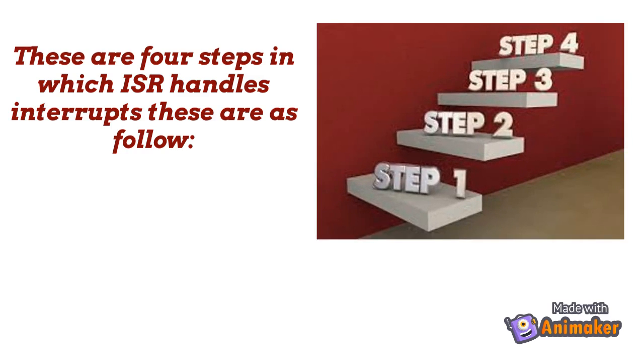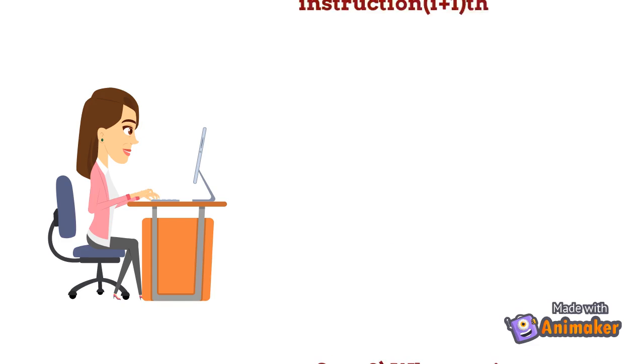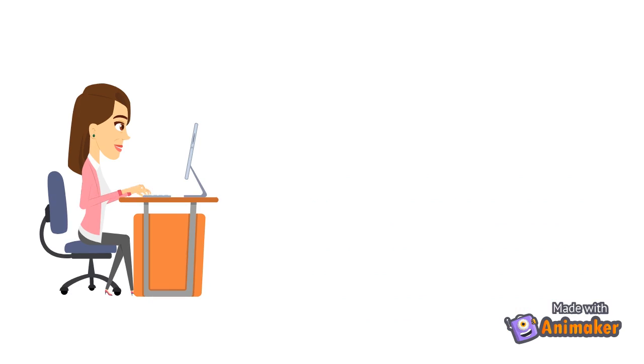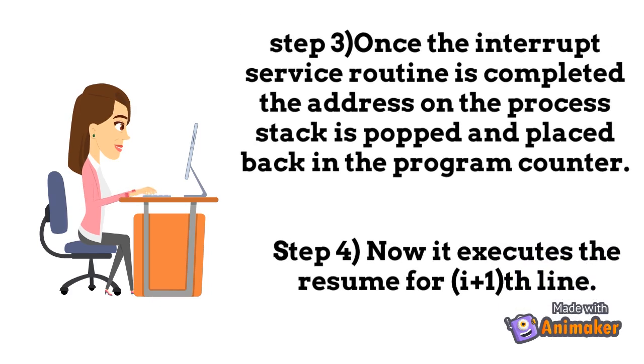These are 4 steps in which the ISR handles interrupts. They are as following. Let's know together. Step 1. When an interrupt occurs, let's assume the processor is executing an instruction I and the program counter will point to the next instruction I+1. Step 2. When an interrupt occurs, the program counter value is stored on the process stack and the program counter is loaded with the address of the interrupt service routine. Step 3. Once the interrupt service routine is completed, the address on the process stack is popped and placed back in the program counter. Step 4. Now it resumes execution from the I+1th line.